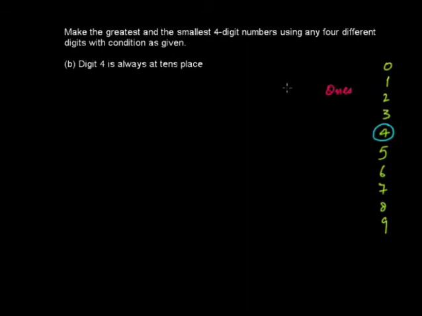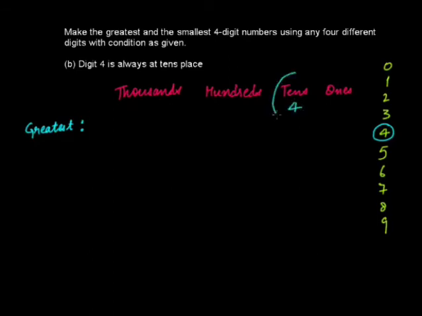Ones place, tens place, hundreds place, thousands place, and first we'll look for the greatest number. By the way, 4 is fixed for the tens place, so this is 4, and therefore forget this. Greatest. Which is the greatest digit among 0 to 9?